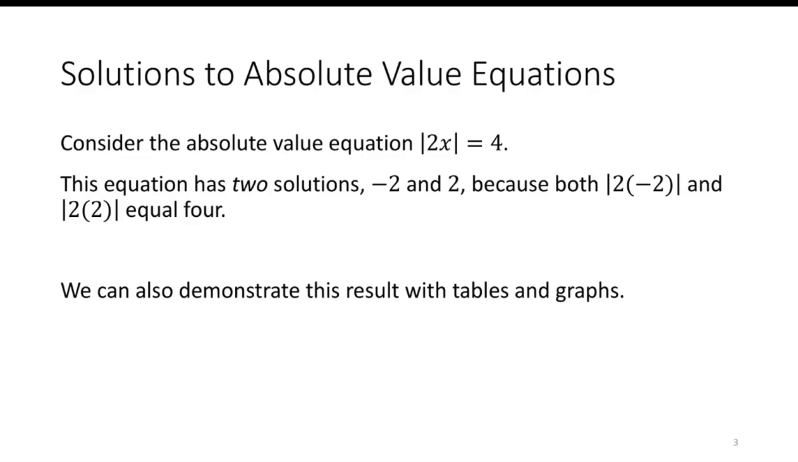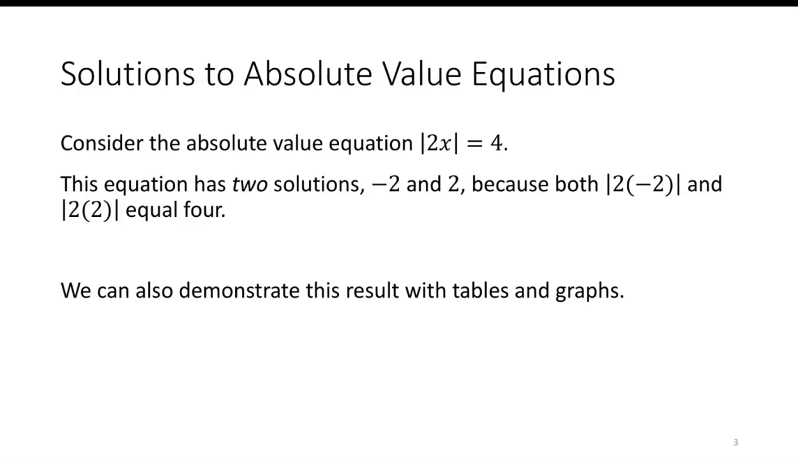Let's consider the absolute value equation, the absolute value of 2x equal to 4. This equation has two solutions, both negative 2 and positive 2, because the absolute value of 2 times negative 2 is the absolute value of negative 4, which is positive 4, and the absolute value of 2 times 2 is equal to 4. Just recall that absolute value gives you your distance from 0, so it's always going to be a positive number. And effectively, it gets rid of your negative sign.